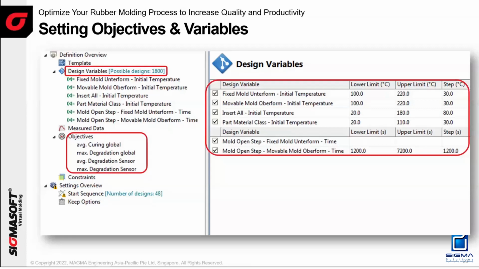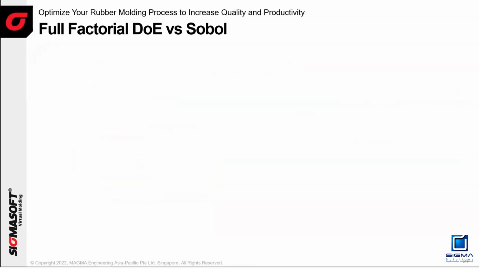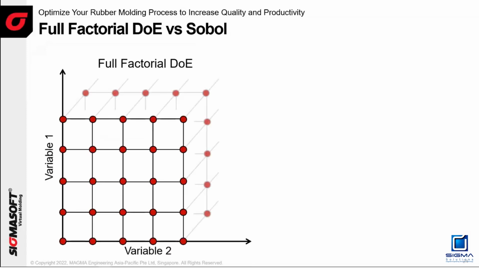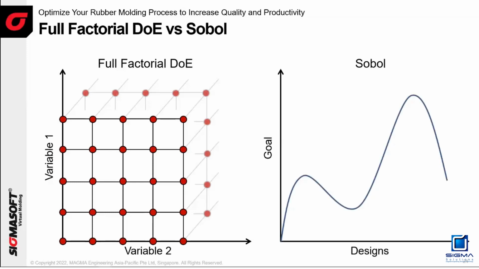But that's why we have an option called Sobol. So how is Sobol different from full factorial DOE? Full factorial DOE is nothing but using all the designs, which means here we need to test all 1,800 designs. But the Sobol method helps us reduce the number of designs without affecting the quality of the simulation results. For Sobol, we just need to set the number of generations and designs per generation. To explain in a simple way, I just use 3 and 5 as the generations and designs per generation.